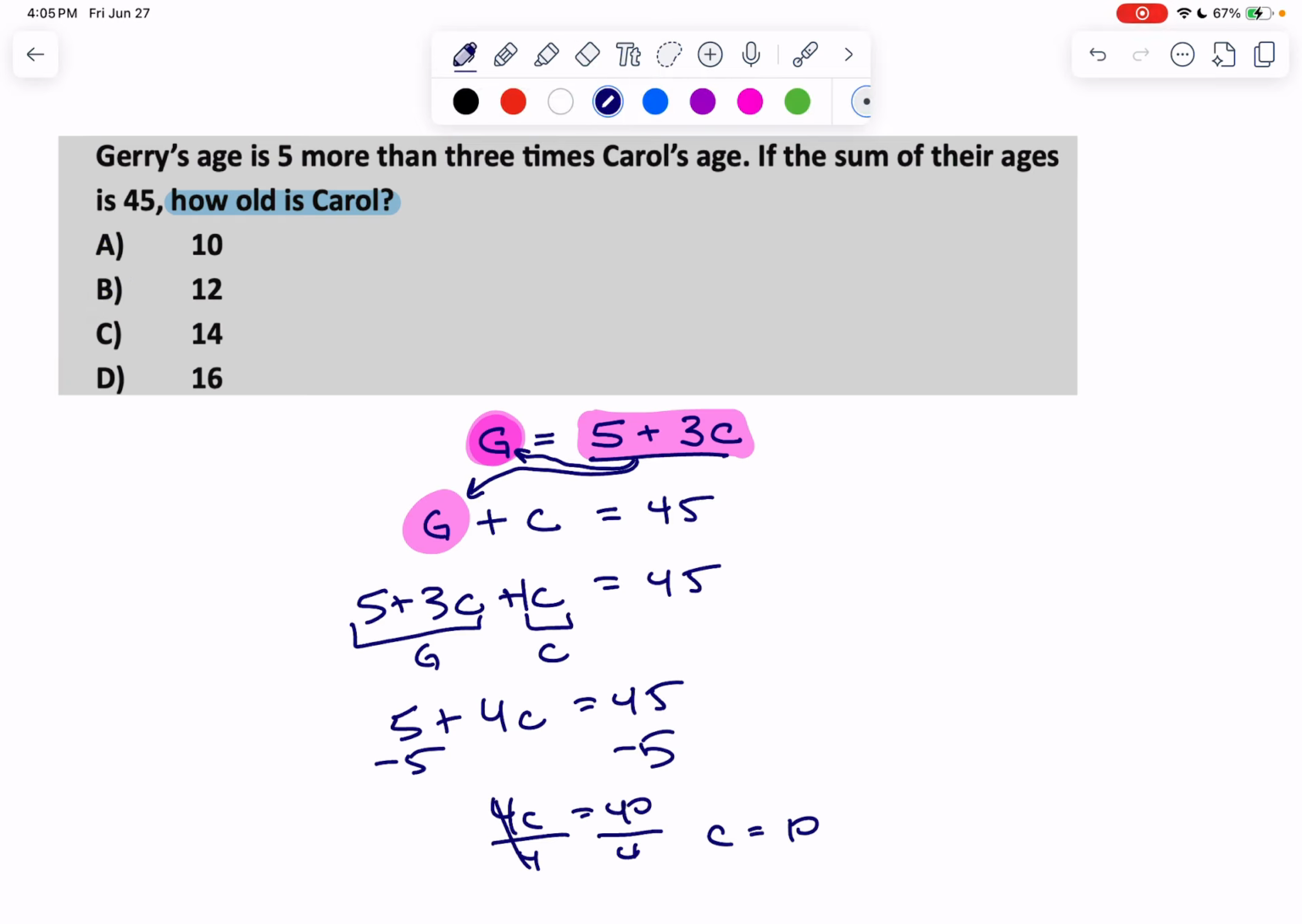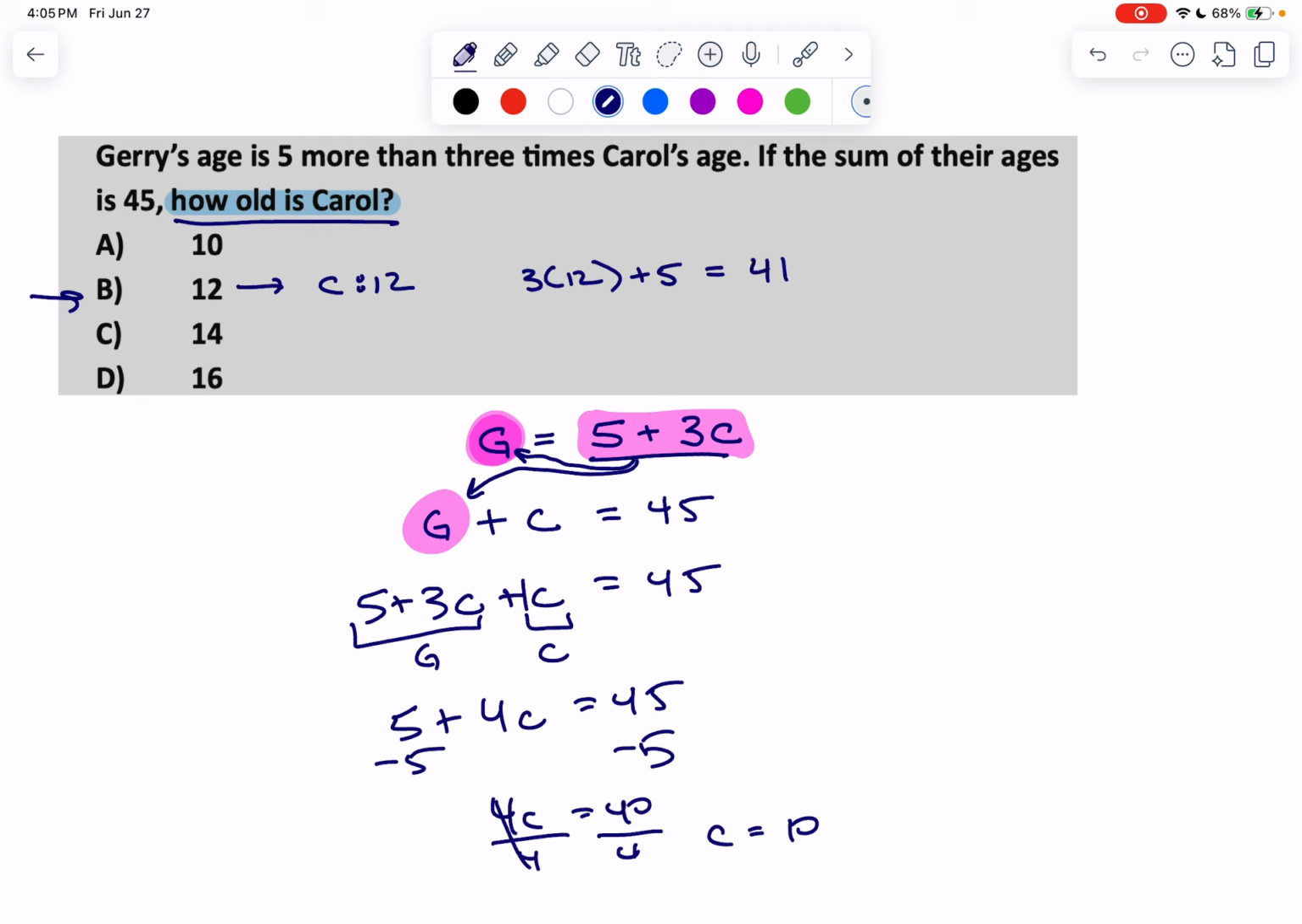So let's give this a shot. Let's try 12. What if I said, okay, how old is Carol? Carol is going to be 12. Now, if I read the problem, it'll give me more information. It says Gary's age is 5 more than 3 times Carol's age. So however old Gary is, it's 5 more than 3 times whatever Carol is. So that would be 3 times 12, because Carol is 12 in this answer choice. And we'll increase that by 5, and we'll get Gary's age. So that's 36 plus 5, that's 41.